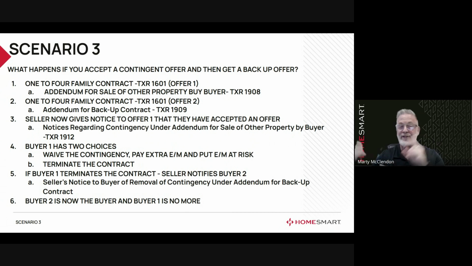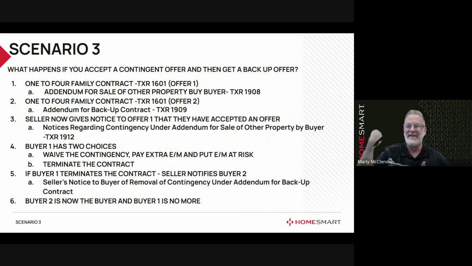Buyer number one has two choices. They can waive their contingency, put their earnest money at risk, but close, hopefully, moving forward, because there's no longer a way for them to walk away for not receiving the proceeds from their house. Or they can terminate the contract, keep their earnest money, and go find another house. If buyer one terminates the contract, the seller then turns around and notifies buyer two. And he uses that Form 1913 and says, buyer two, our first contract with buyer one is now terminated. You are now buyer one. Congratulations. And now buyer two becomes buyer one, right?